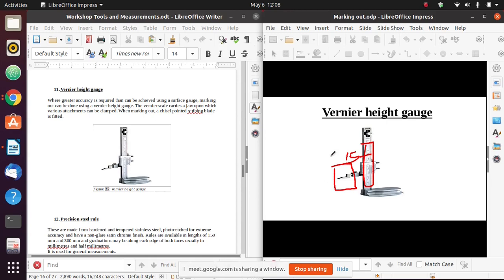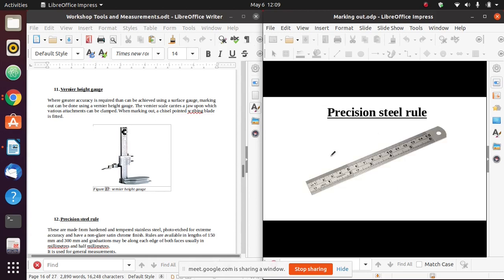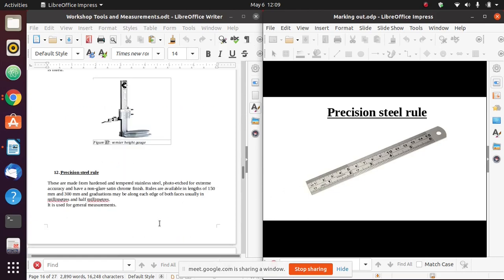marking on my workpiece. Now we have a precision steel rule. That is the ruler, it's just a normal ruler, but now it's made of steel, and we use this for general measurements. If I want to measure the length of a piece of metal, I'll just use a steel rule.